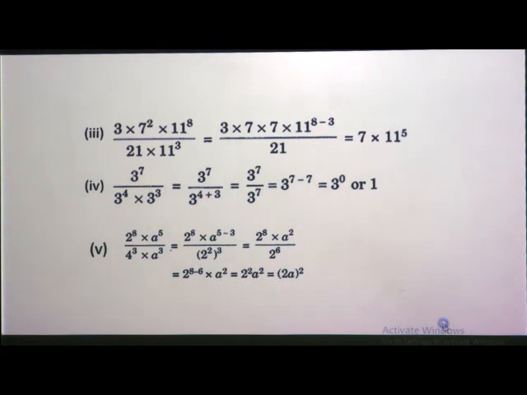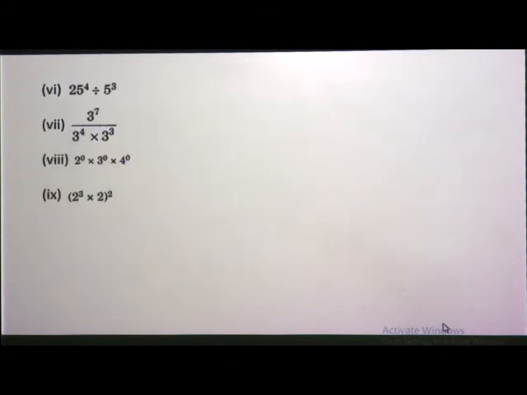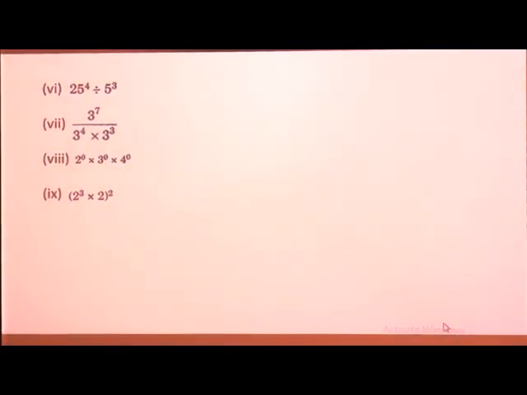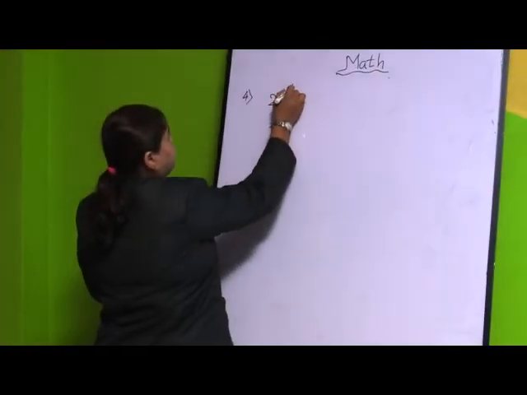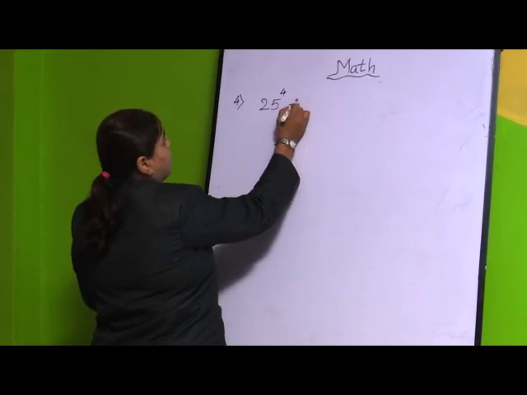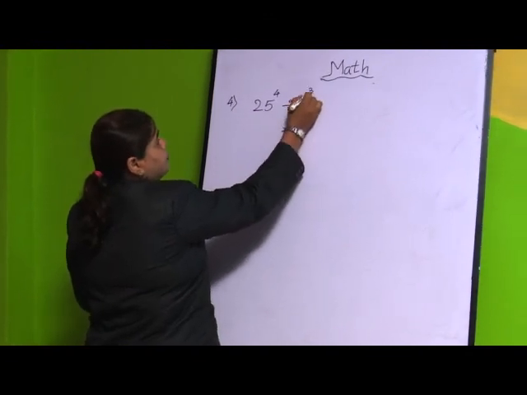Now, we have some more examples, we will try to solve them here on the board. It is given as 25 raised to 4 divided by 5 raised to 3. So, we will try to solve here on the board one by one. Example number 4 is 25 to the power of 4 divided by 5 to the power of 3.